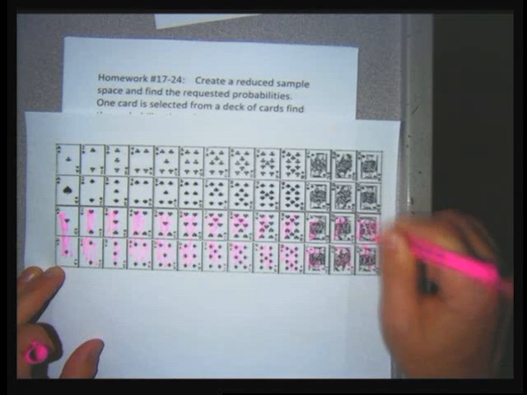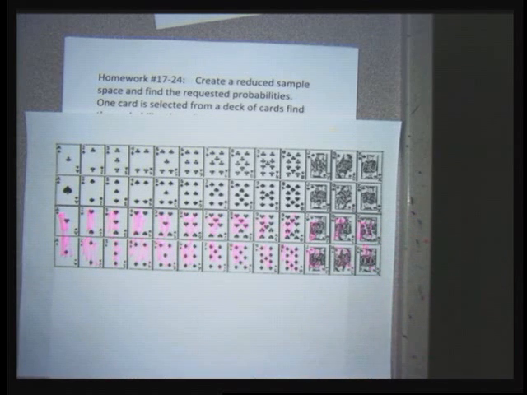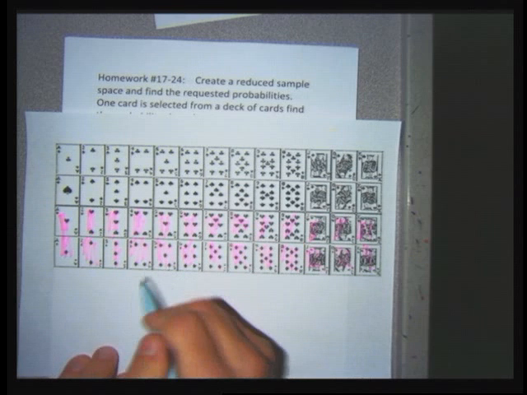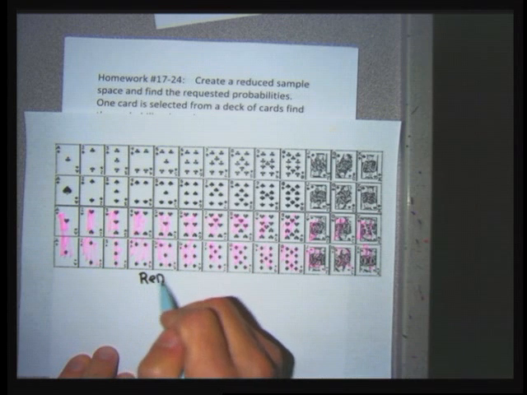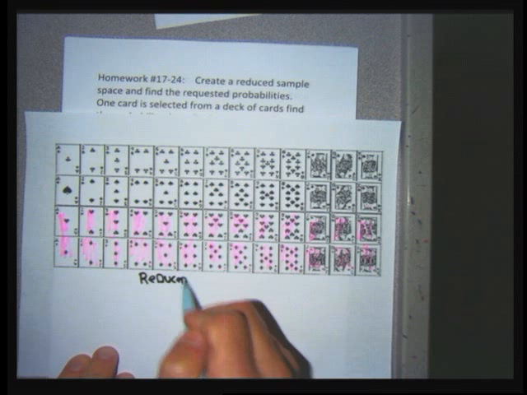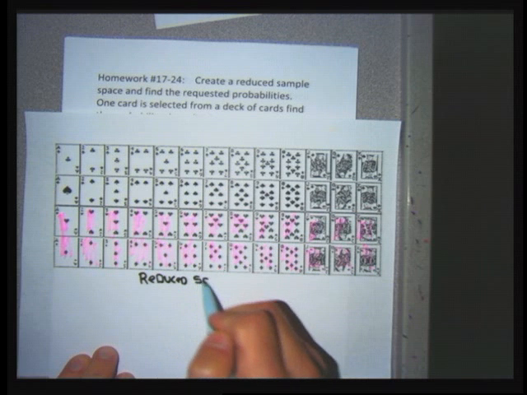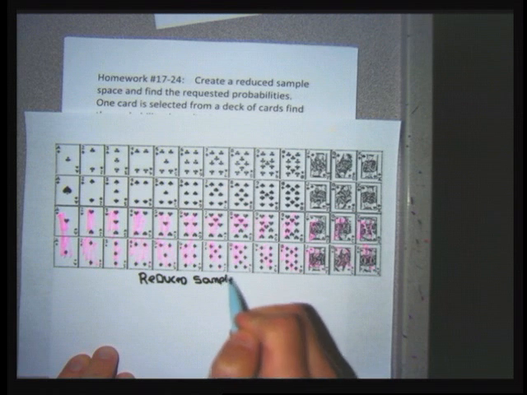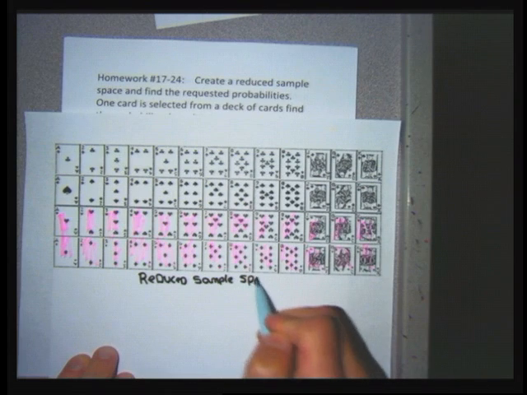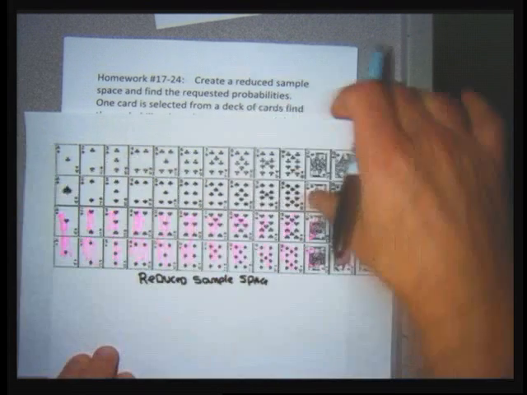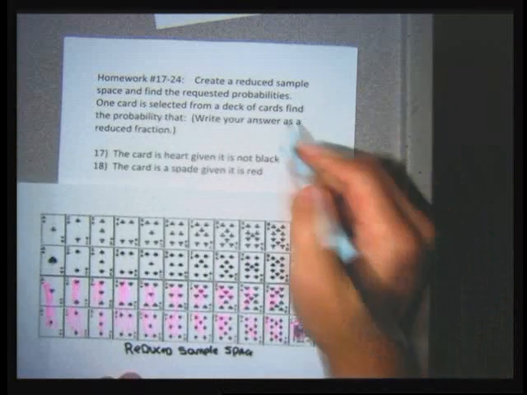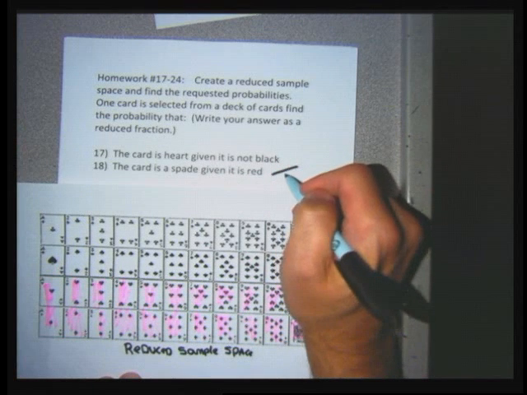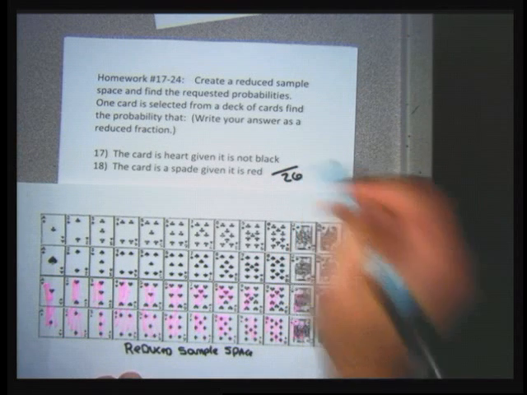If you counted these up, there's 20, so this is my reduced sample space. This right here in pink is my reduced sample space, and I don't want to write that down because it's just going to take too much time, and I can use this sheet for my reduced sample space. So there's 13 hearts and 13 diamonds. When I go to do problem 18, the denominator is going to be 26.